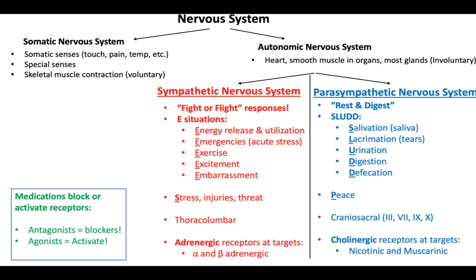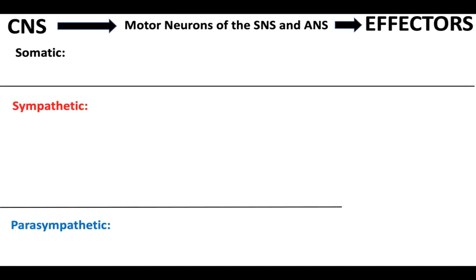All right, next slide. So new sheet of paper. All right, this new sheet of paper, across the top, you're going to put CNS, then motor neurons of the somatic nervous system and autonomic nervous system, and then effectors. So basically what this drawing is going to do is show you how the motor neurons of these divisions work. All right, so we're not doing the sensory part. We're doing how does the signal get from the CNS to the effector organs, the organs that we're controlling.